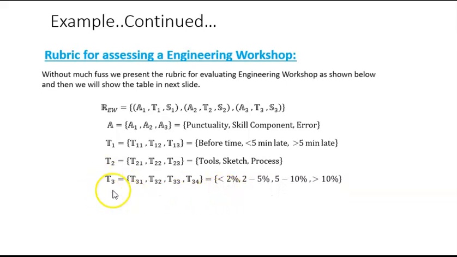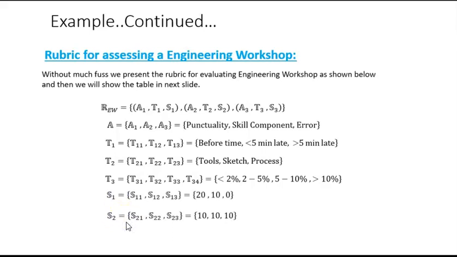Then this T3 will say accuracy. What is the given dimension, obtained dimension, the deviation. If it is less than 2%, that is one value, 2 to 5%, 5 to 10%, greater than 10%. So corresponding to T1, we will develop a set S1, corresponding to T2, we will develop a set S2, corresponding to T3, we will develop a set S3. Note that T1 and S1 should have the same number of elements, T2 and S2 should have the same number of elements, T3 and S3 should have the same number of elements. We present one sample set of scores.